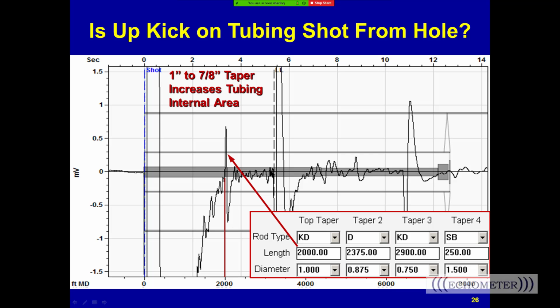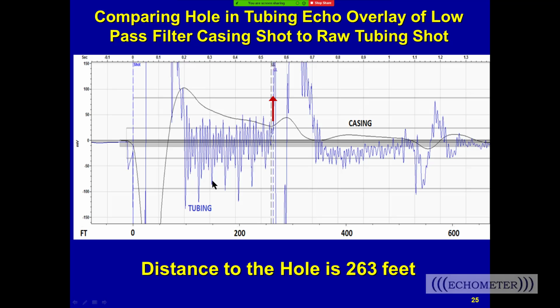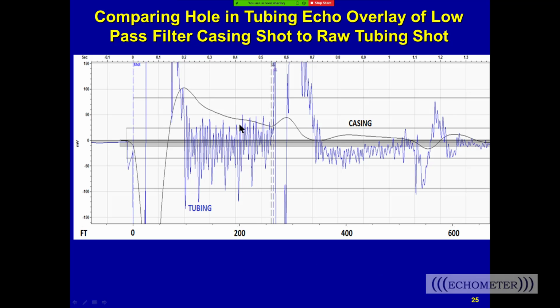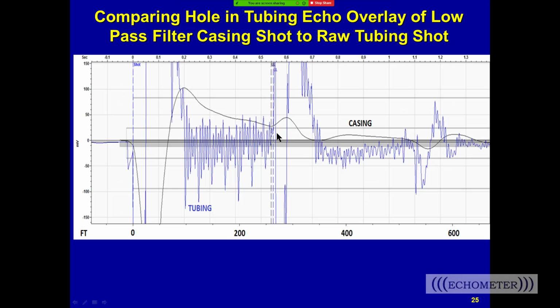All right. So this picture right here is a hole in the tubing where there's a tubing leak, and we shot the fluid level and we could see the upkick, and we shot down the tubing. This is a casing shot. We shot down the tubing, and we saw the upkick. But in this case, the liquid level is much deeper, and so the liquid level of the tubing is deeper, and so we can see this upkick in the tubing.